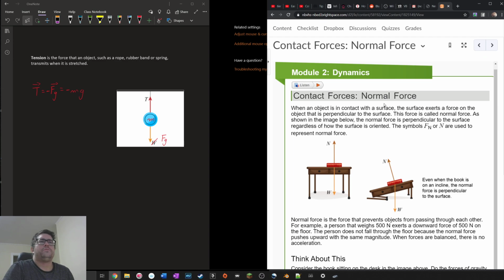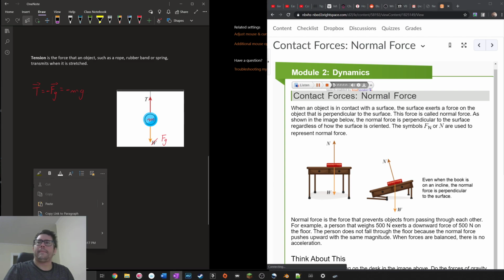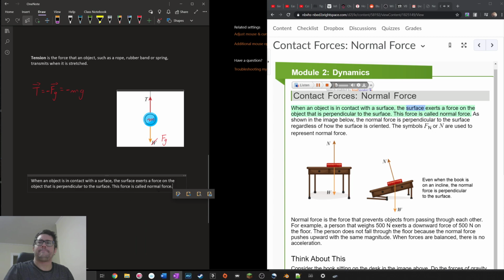All right, normal force. This is a very important one too. When an object is in contact with a surface, the surface exerts a force on the object that is perpendicular to the surface. This force is called normal force.